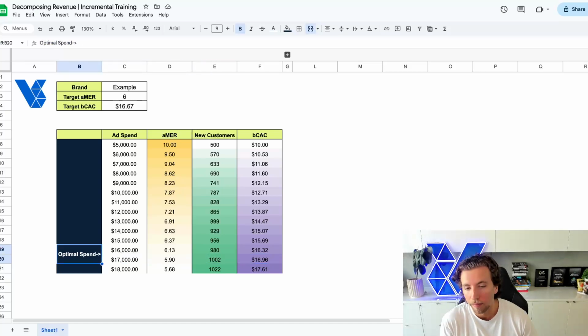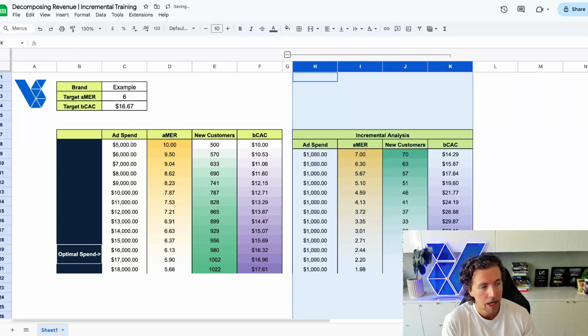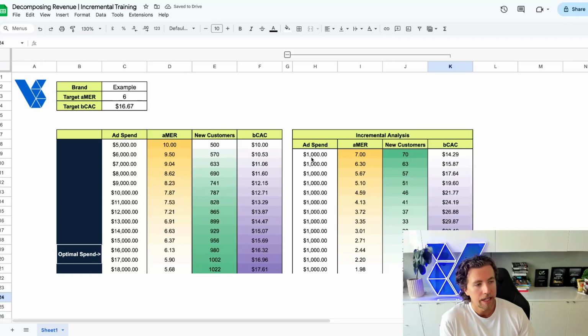However, this is wrong. This is absolutely not what this brand should be spending. And this is where 99% of performance marketers wouldn't know why, because we're hitting the blended targets. Why would we want to spend more, or why would we want to spend less? But what I've done is also decompose this into incremental figures. And so what we have over here is this is how much extra spend takes us from 5 to 6.